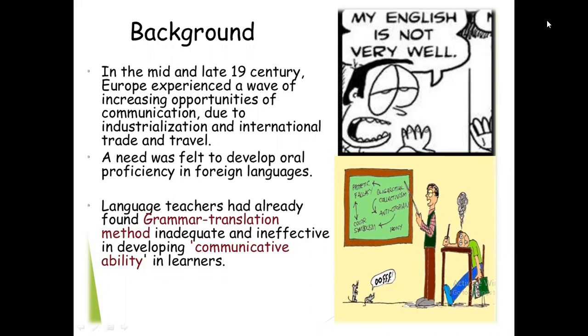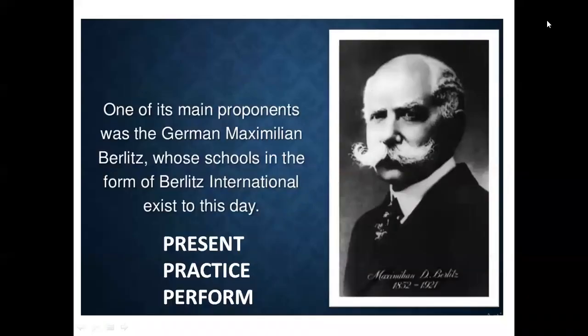Especially the person I will show you. This is the German Maximilian Berlitz. He was the person who gave more emphasis to and advocated the direct method of English language. He said this is the best method because sometimes when we use translation, the main meaning is missed out.